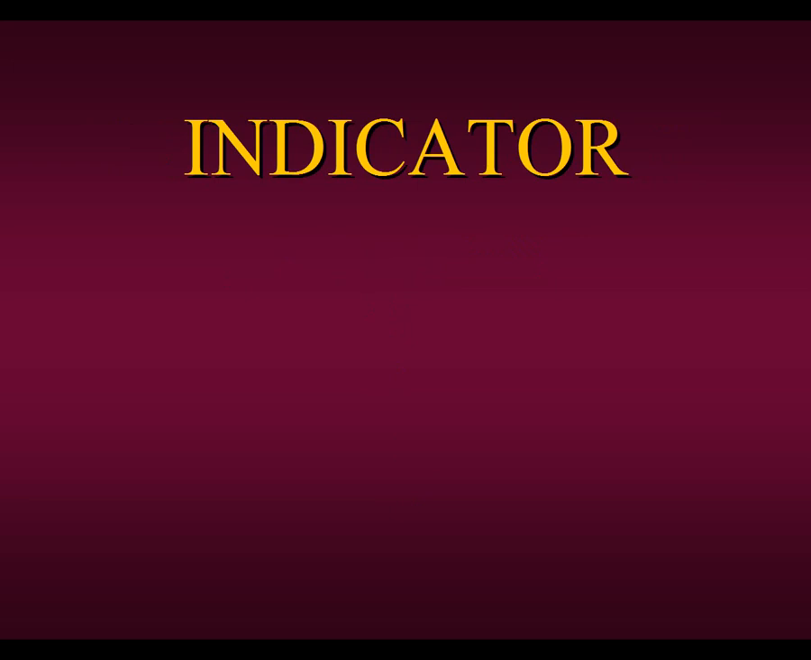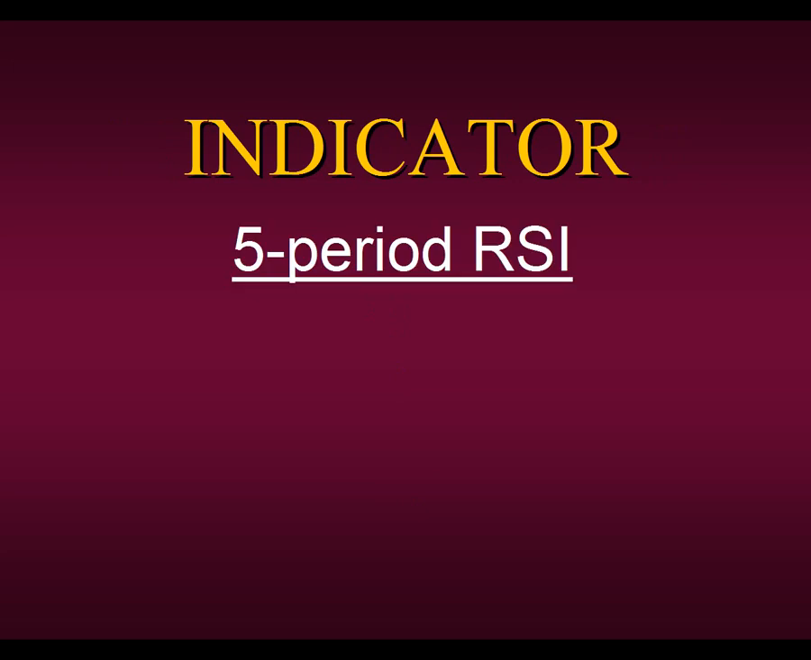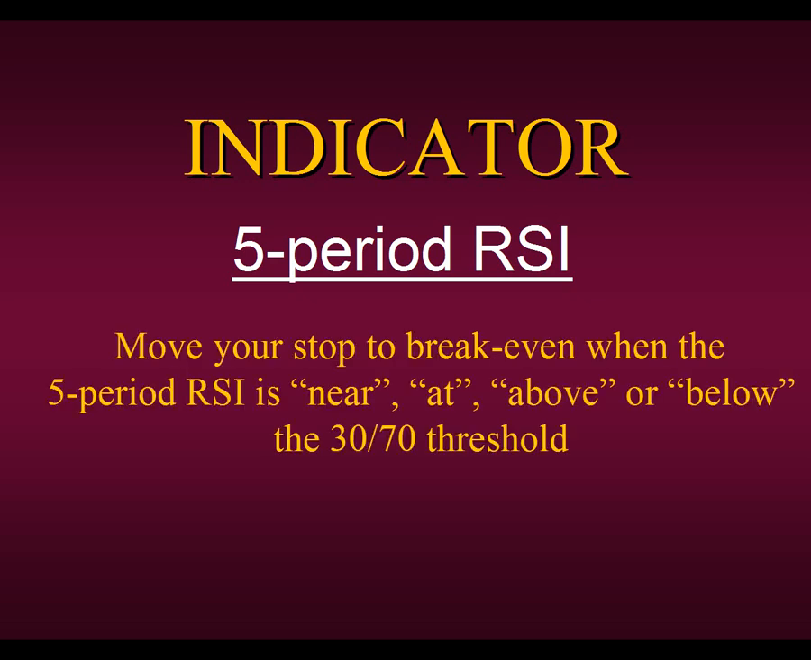So let's talk about how we can apply this to a dynamic exit. The way we do that is by applying our friend the standard indicator, the 5-period RSI. If you're trading a strategy that has a dynamic exit, meaning once again that you don't know where you're going to be getting out, also plot a 5-period RSI. Now these are the rules you want to be using. It's a little bit wordy, but we'll go over this here and then I'll show you some examples. What you want to do is move your stop to break even when the 5-period RSI is either near or at, depending on if you're long or short, above or below the 30 or 70 threshold.